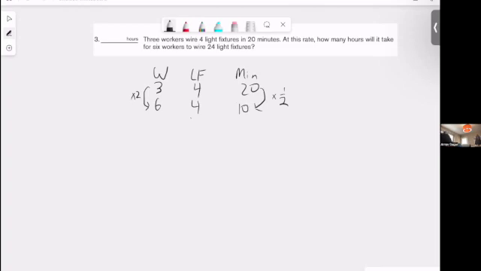And now we need 24 light fixtures, well, with the workers staying the same. So this is multiplying by 6. And if we have more light fixtures, that's more work. So it takes more minutes. Multiplying by 6, we get 60. Therefore, the answer is 1 hour.